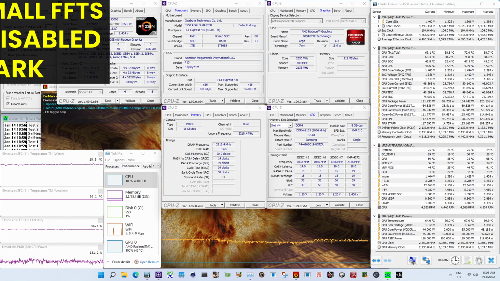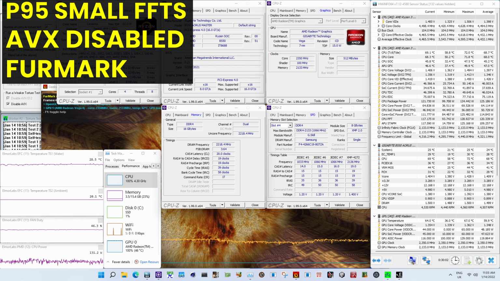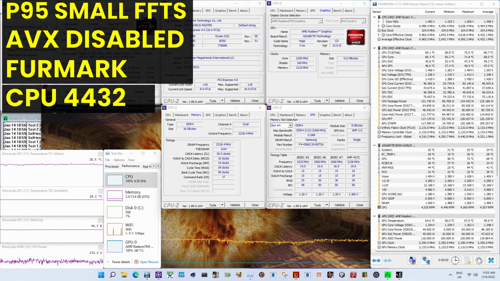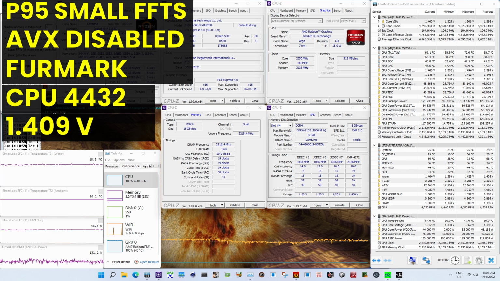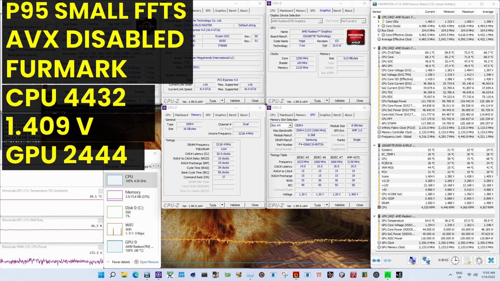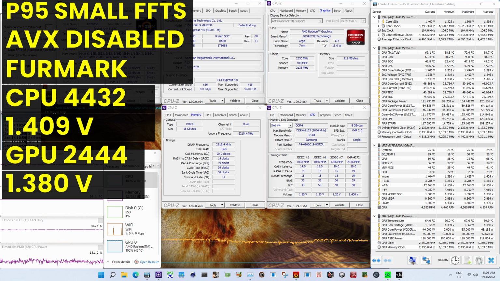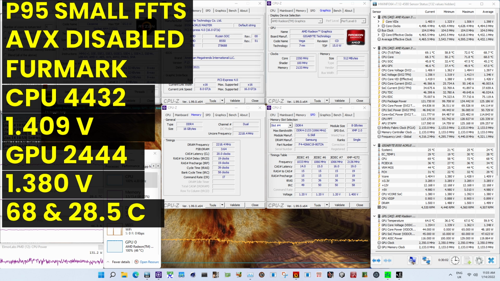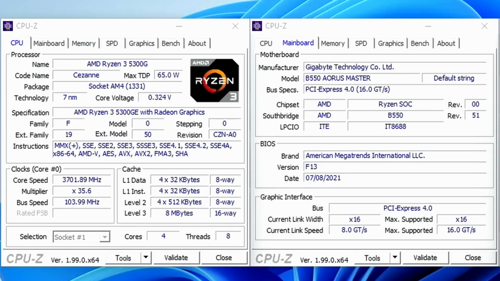When running Prime 95, small FFTs with AVX disabled and FirmWare concurrently, the average CPU cores run stably at 4432 MHz with 1.409 volt. The GPU operates at an average frequency of 2444 MHz with 1.38 volt. The average CPU temperature is 68.7 degrees Celsius, the water temperature is 28.5 degrees Celsius, and the average CPU package power is 125 watt. The highest core clock reported in the operating system is 4628 MHz, the highest GPU frequency is 2444 MHz. And that's it!